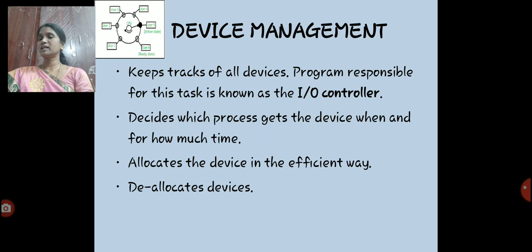The next one is device management. Device management is just keeping track of the devices which are connected to the computer. When a device is required, it will be allocated. When the device is available and it is required, the OS will allocate the device, or it will put the process in wait state, right? After the device is used up, it will be got back. Deallocation will be done. All these tasks are known as device management.